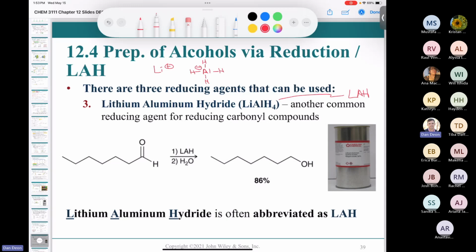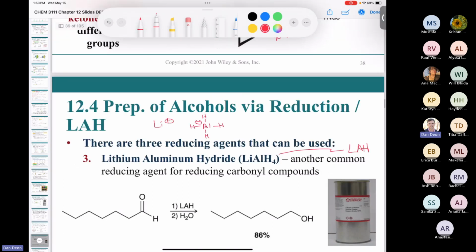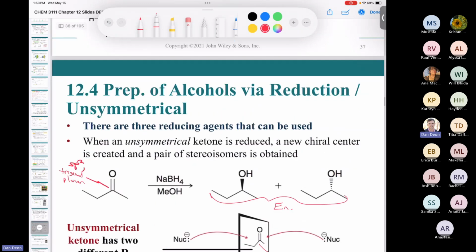We get an alkoxide and then we protonate that. But notice that this is not a one-step process. Look, if we go back here, everything here is all mixed together, the sodium borohydride and the methanol.